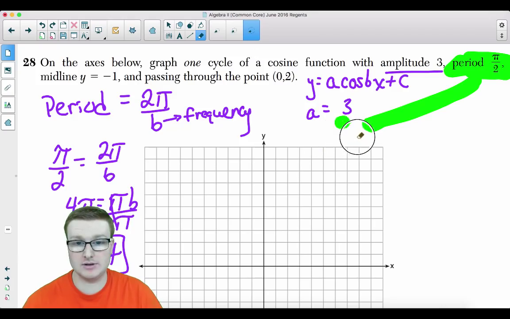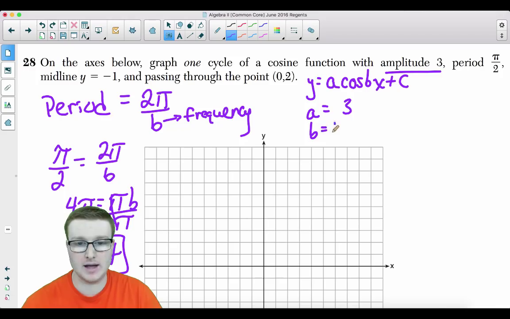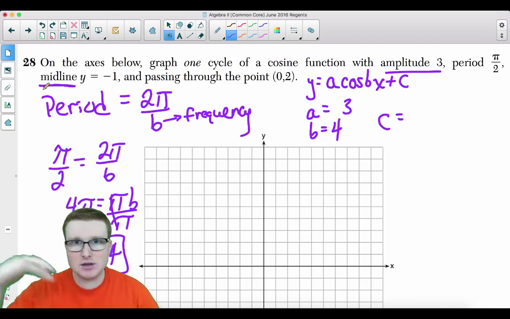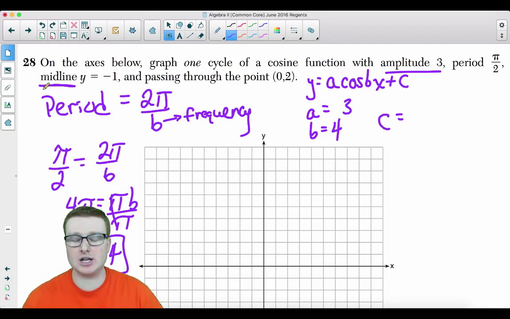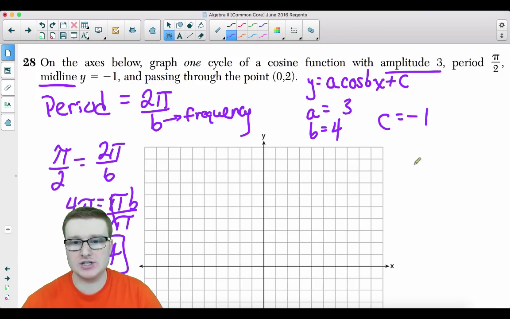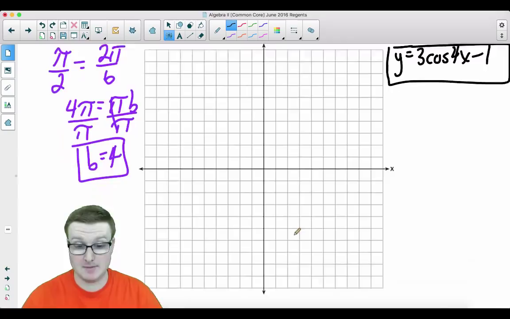All right? So I'm going to erase all this. So we get b equals 4. Now your c value is negative 1. The midline is directly passing through the middle of that cosine curve, so it's just being shifted downwards by a negative 1, so your c is negative 1. So what you're really graphing here, folks, is the equation y equals 3 cosine 4x minus 1. You're graphing that function on this graph paper.